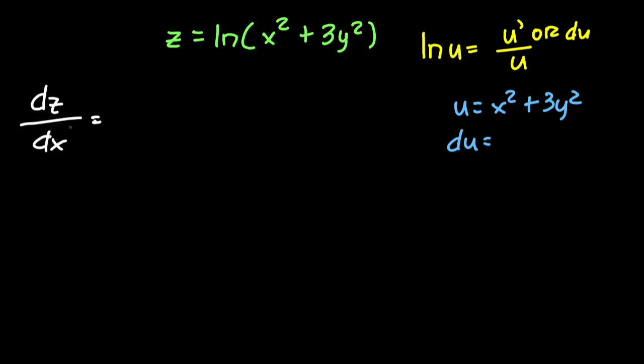Derivative of u with respect to x. So treat y as a constant here. This would be simply 2x, because y here is a constant, derivative of a constant is 0. So this would be u prime or du, which is 2x, over u, which is x squared plus 3y squared.